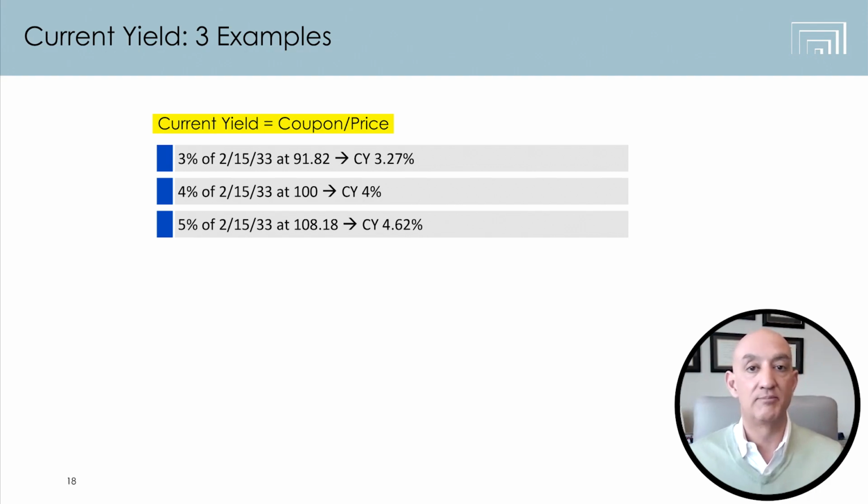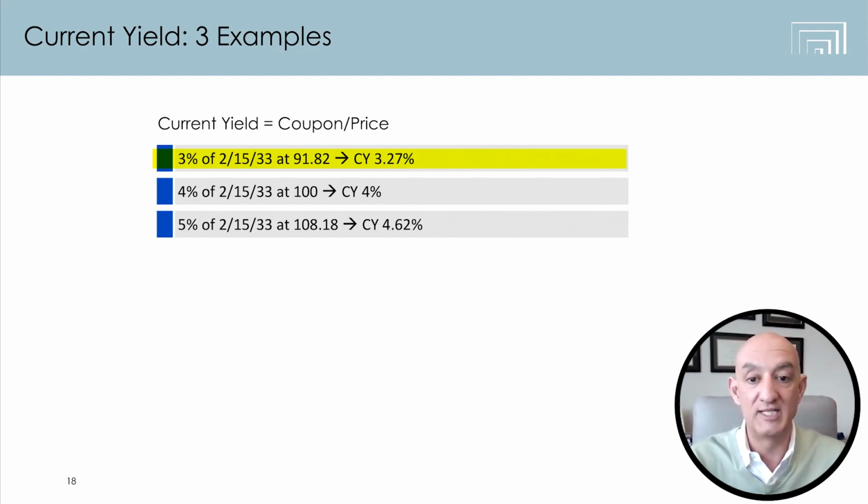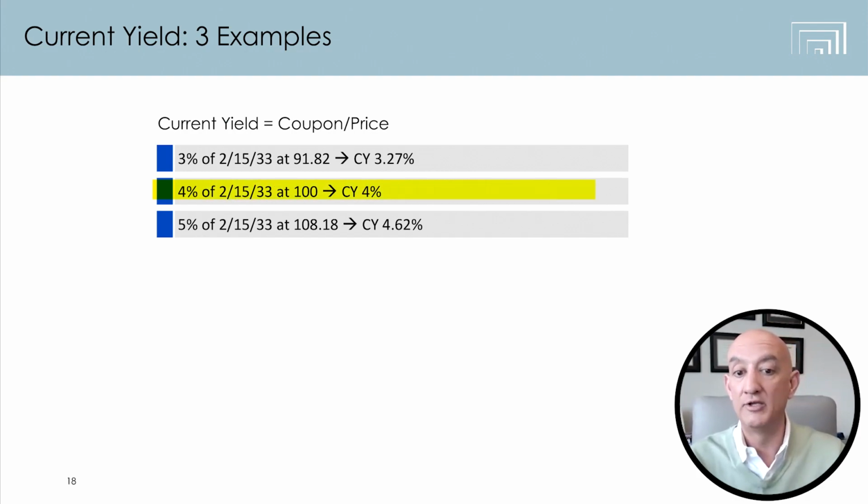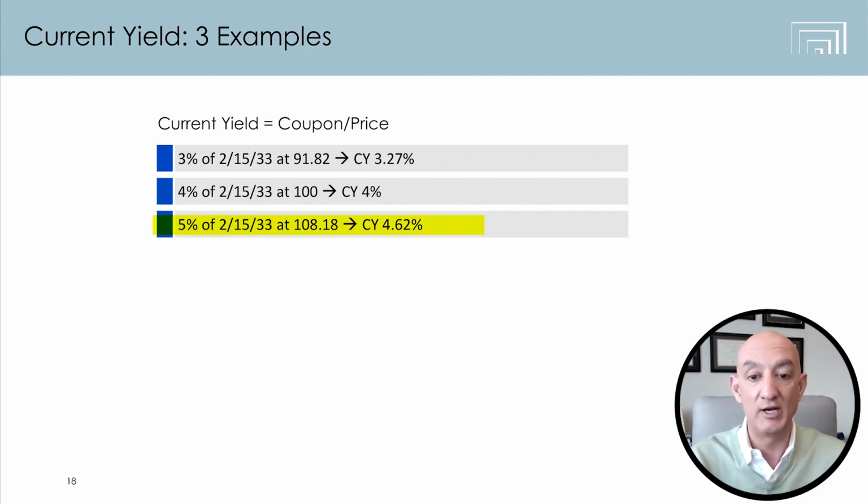Another far less important number to understand regarding bonds is current yield. Current yield is simply the coupon of the bond divided by the price. So on that first bond, that 3% bond divided by the 91.82 price means on your 91.82 price that you're paying, and you're getting $30 a year in income, you're getting a 3.27% current income. On the 4% one at par, you're getting a 4% current income. And on that 5%er that you spent 108 on, you're getting a 4.62% current income.